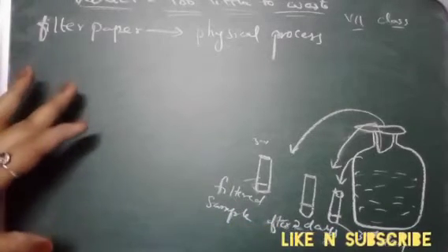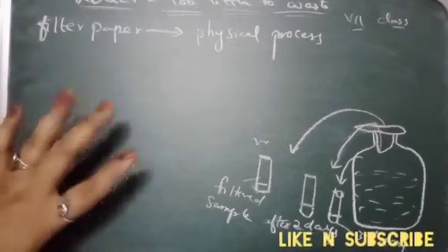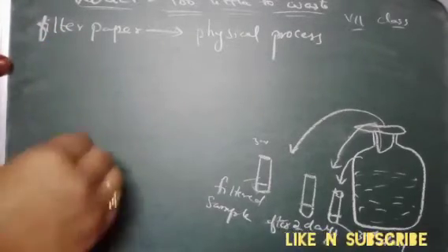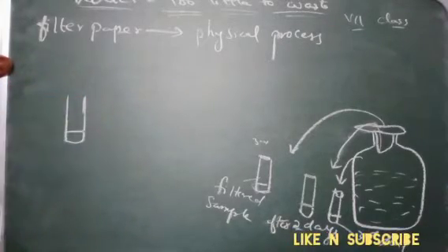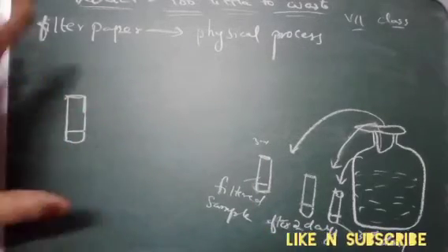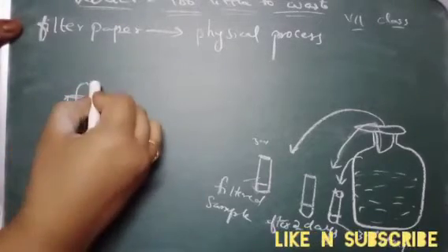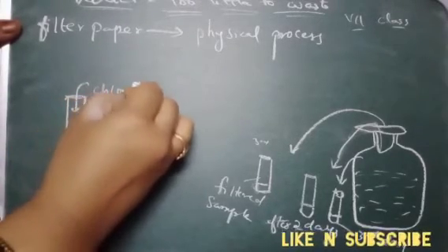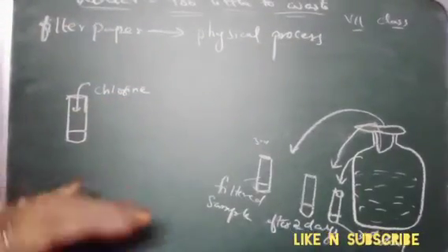Now pour another sample of filtered water in the fourth test tube. Take one more test tube and add a little amount of the filtered sample. Then add a small amount of chlorine to this. Chlorine is used for treating the water, that is, they clean the water with this.